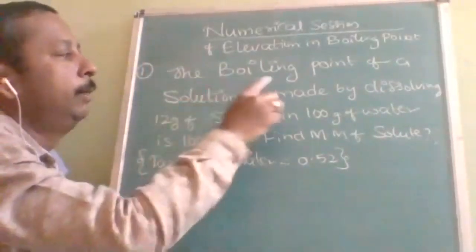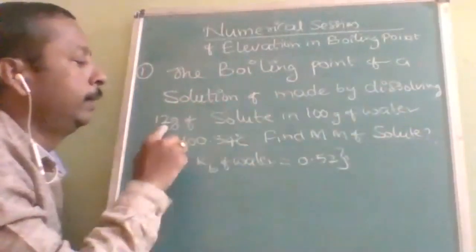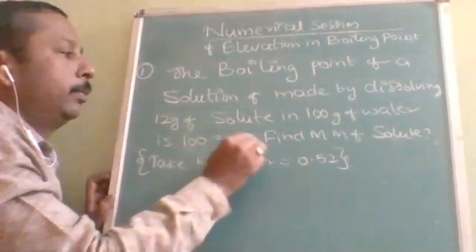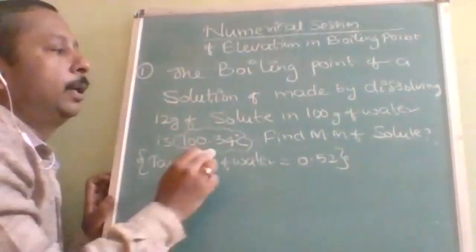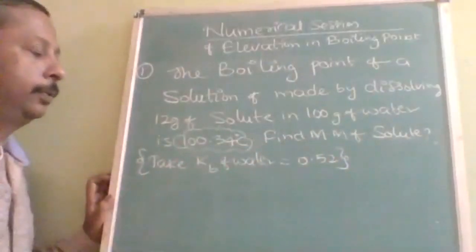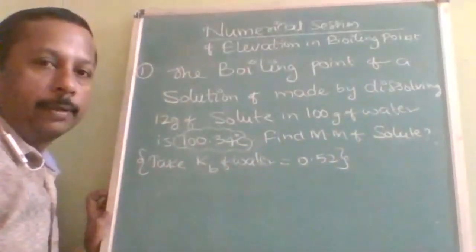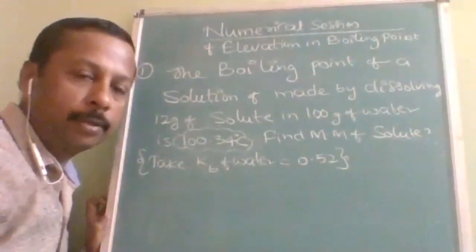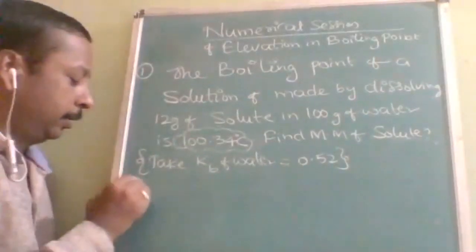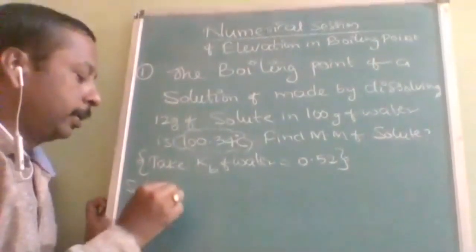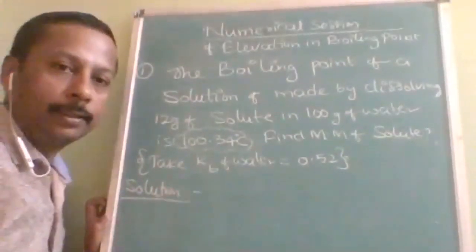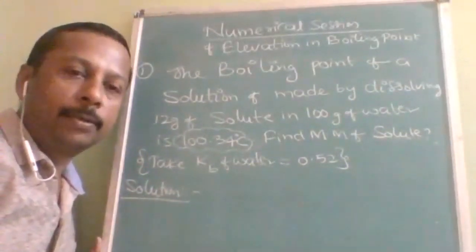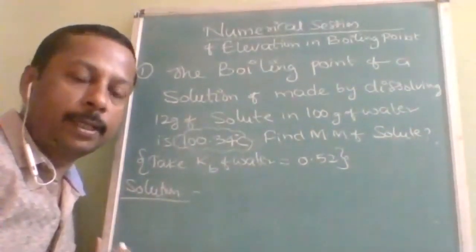Now in this question, the boiling point of a solution is made by dissolving 12 grams of solute in 100 grams of water. Find the molecular mass of the solute; Kb of water is already given. This method, which I told you about in the theory session, is called ebullioscopy. Before giving you the solution, I suggest you try on your own. Then you can pause it and check your answer.